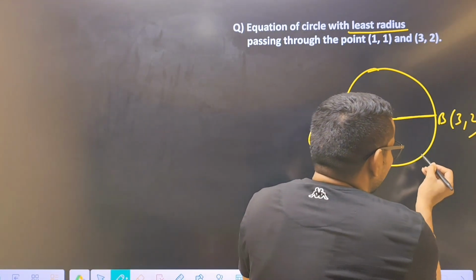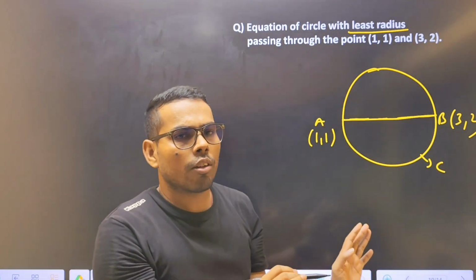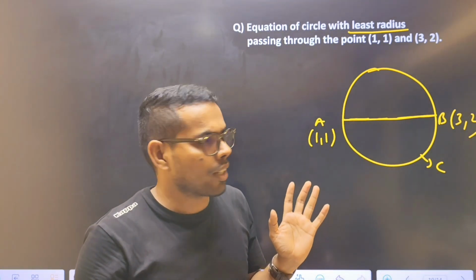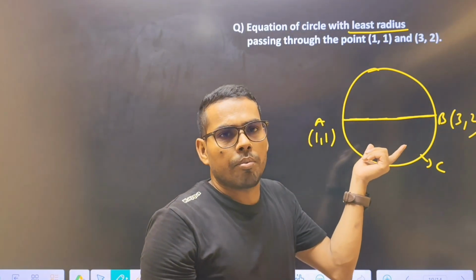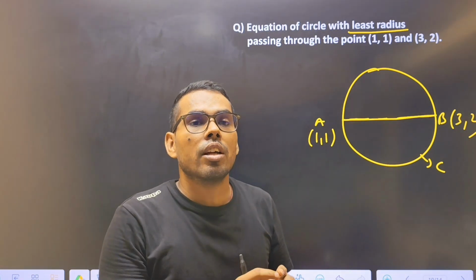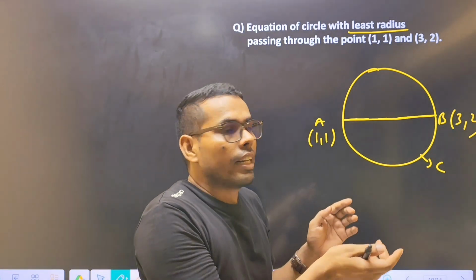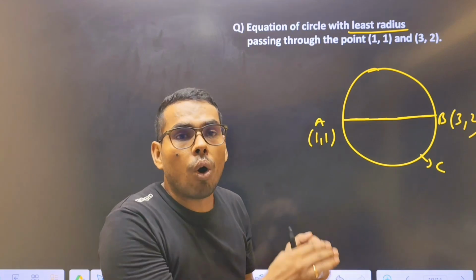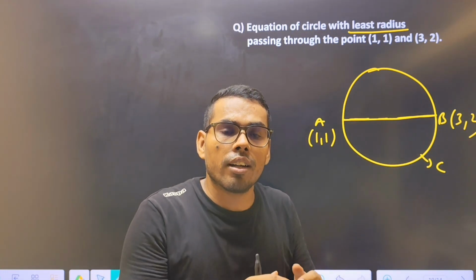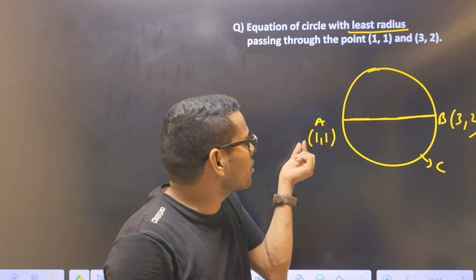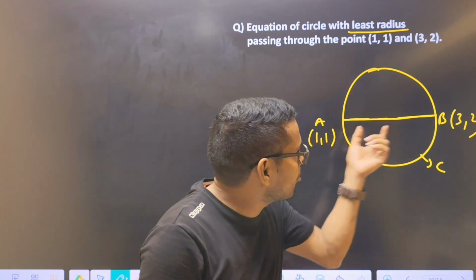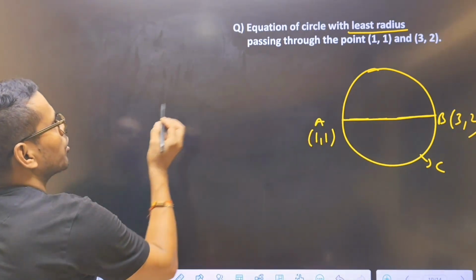Suppose the name of the circle is C, and AB is the diameter of C. Why is it least? For any other circle, AB will simply be a chord, which means the diameter of the other circle will be longer than AB. So if you need to find a circle having least radius passing through A and B, treat AB as the diameter.